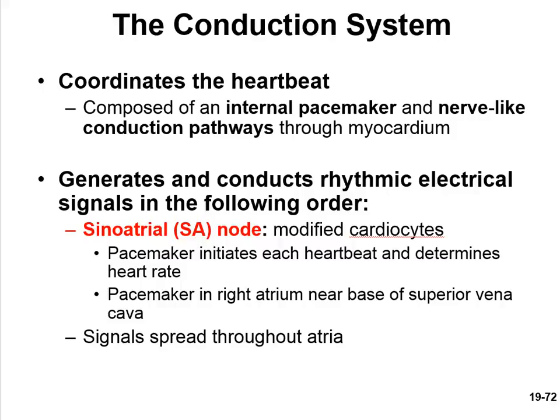First there's the sinoatrial node, also called the SA node. This consists of modified cardiocytes. The pacemaker initiates each heartbeat and determines the heart rate. The pacemaker is in the right atrium just near the base of the superior vena cava. And this is going to spread the signal throughout the whole atria and allow them to contract before the ventricles do.